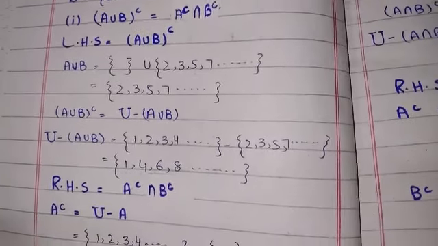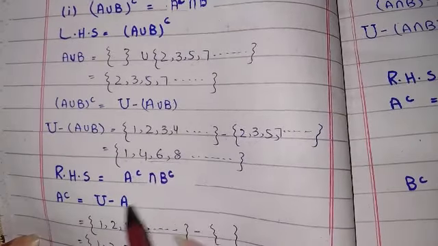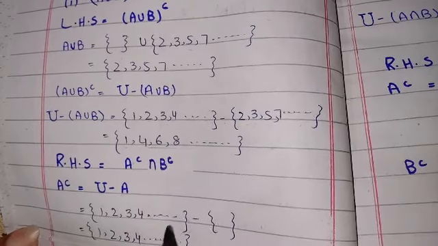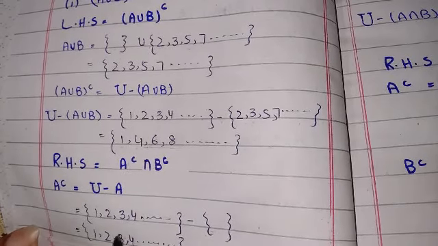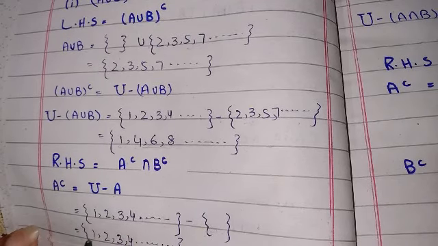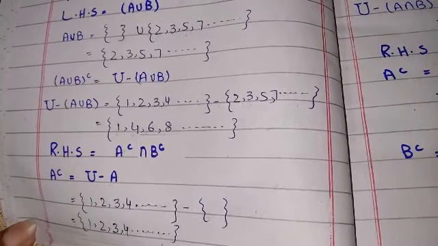Now students, moving towards our right hand side, which is equal to A complement intersection B complement. First we will find out A complement, which means universal set minus A. Here we have the universal set minus the A set containing no elements. So the answer is the same as it is, because in the universal set we have all the elements but in the A set we have nothing. So the answer of A complement is the set containing elements 1, 2, 3, 4 and so on.